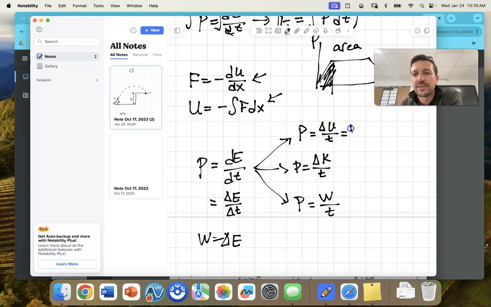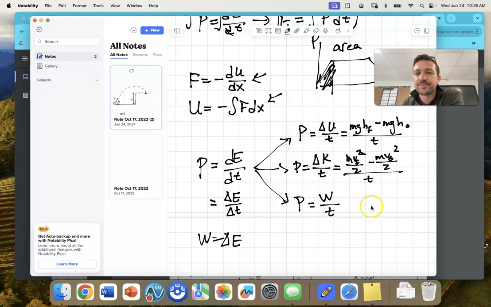Now let's just see what these would be like. This would be mgh final minus mgh initial, divided by time, right? So this is another formula to calculate power. I could be doing the change in potential energy divided by time to calculate my amount of power. Or I could be doing the change in kinetic energy, which would be mvf squared divided by 2 minus mv naught squared divided by 2, all divided by time. Or we said change in energy is the same as work, so it could be work divided by time.